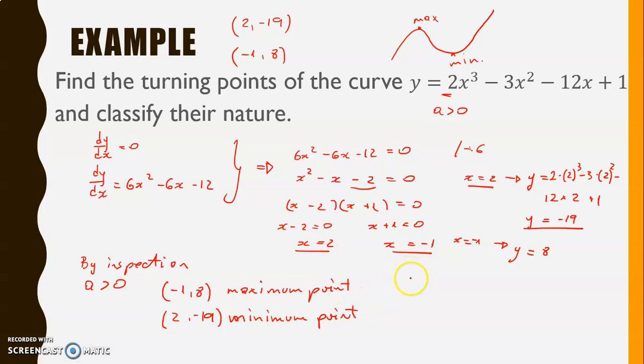I'd like though to show you another method of classifying the stationary points, and this is by looking at the local gradient. It's by looking at the gradient close to your stationary points. So our stationary points were, that's the curve, (minus 1, 8), and the other point was (2, minus 19).